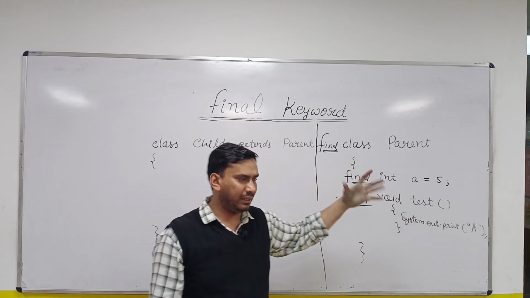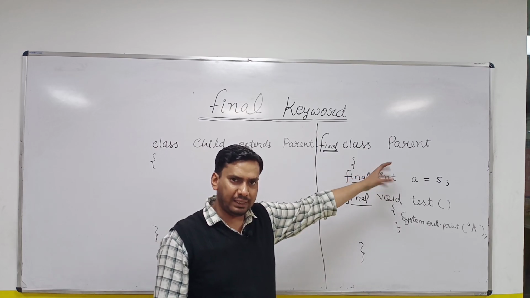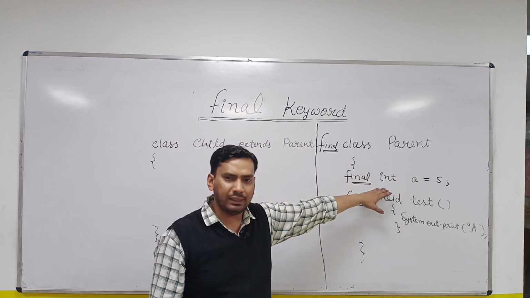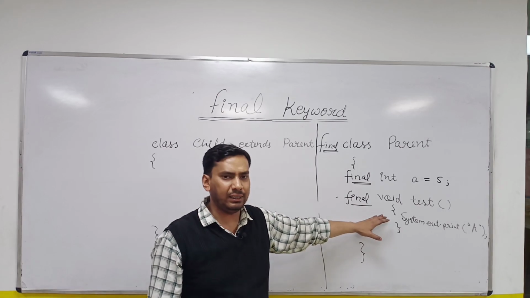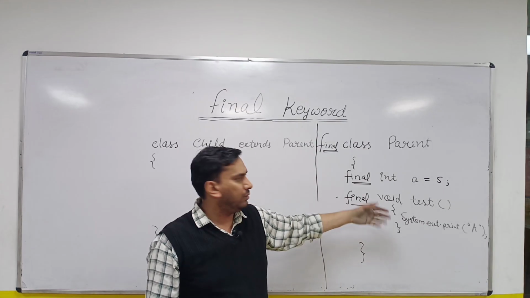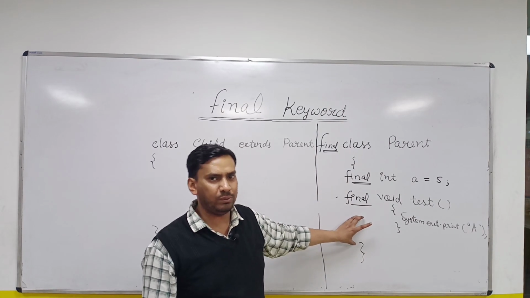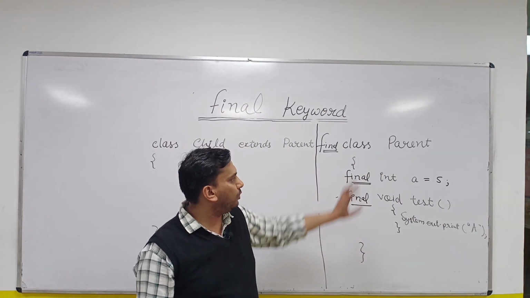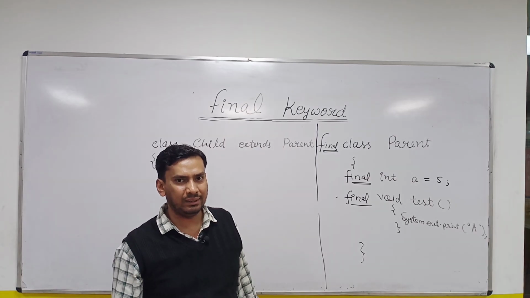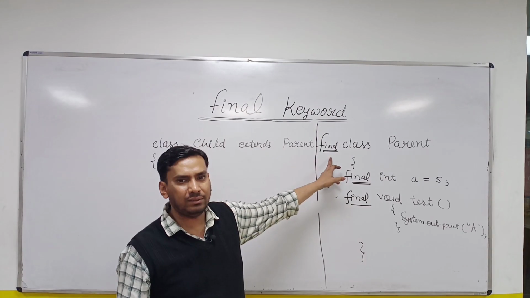We started with the beginning. I created a normal class. Anybody can inherit the class. Anybody can change the value of a. Anybody can change, redefine the test method. So I made it final. Nobody could change this. I made this final. Nobody could override this. When you feel nobody should be allowed to inherit it, I will declare it final.